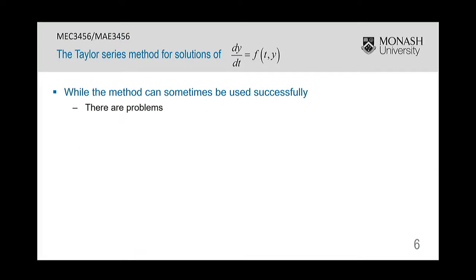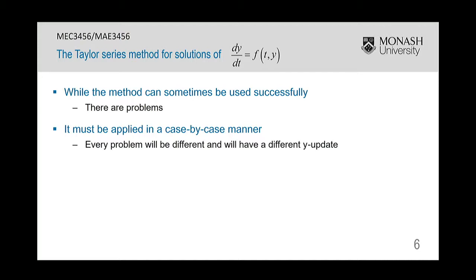While this method can sometimes be used successfully, I'm sure you can see that there are potentially some problems. It must be applied in a case-by-case manner. Every problem is going to be different and we'll have a different y update. If we change that right-hand side function, we've got to go back and completely redo the problem. So mathematical analysis is required before the details are determined. Before you can begin programming this, you need to know exactly what equation we're solving. And ideally, you don't want to do that.